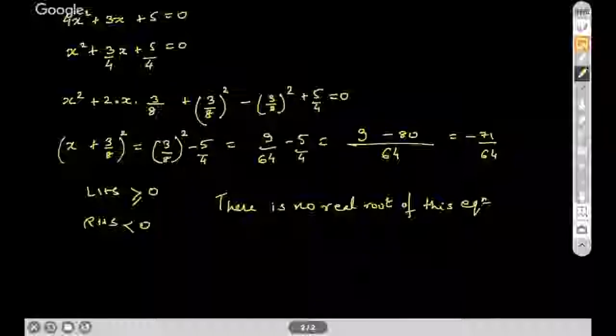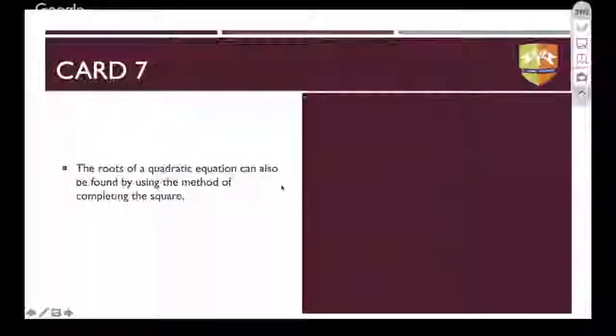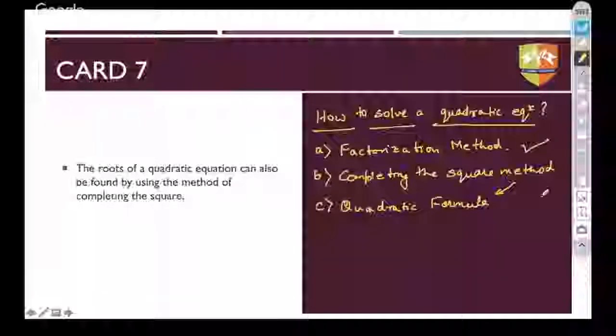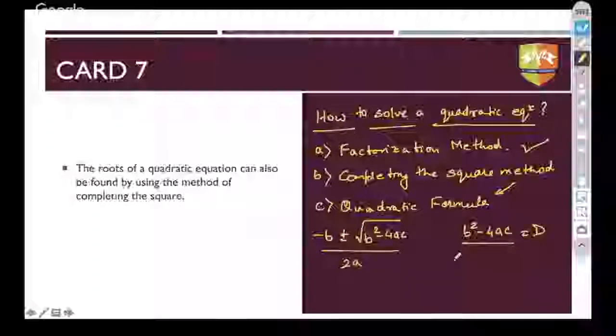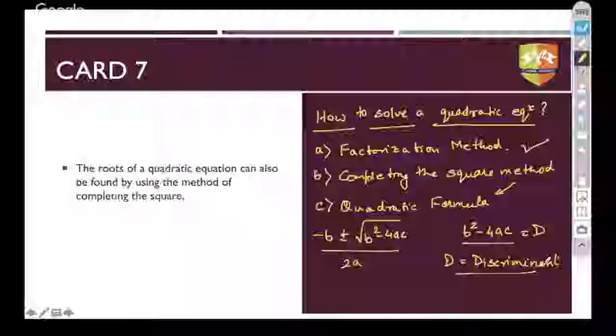Fair enough. So this is what is called the completing the square method, guys. So this is ticked off. Now next is the quadratic formula. So we saw the quadratic formula hand in hand. And now please remember the quadratic formula is minus b plus minus under root b square minus 4ac upon twice of a. Now b square minus 4ac, guys, is called the discriminant. This is called D, and D is the discriminant.